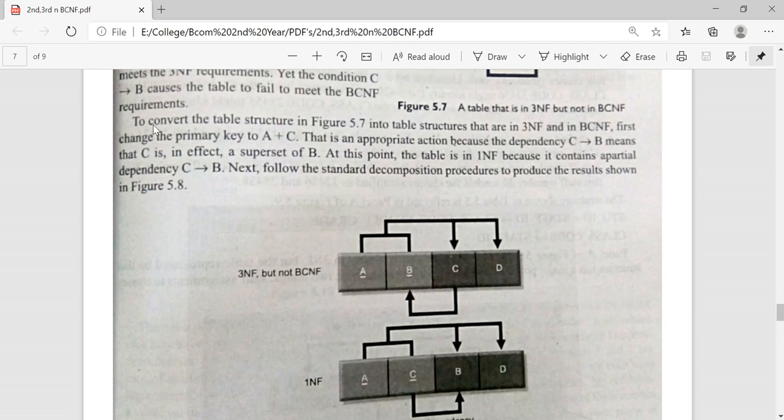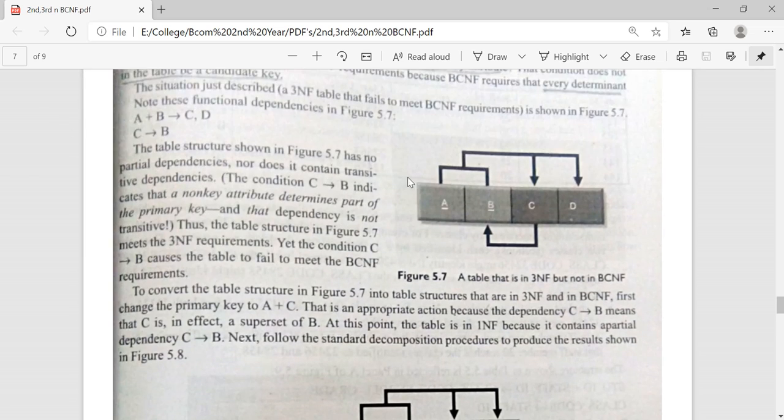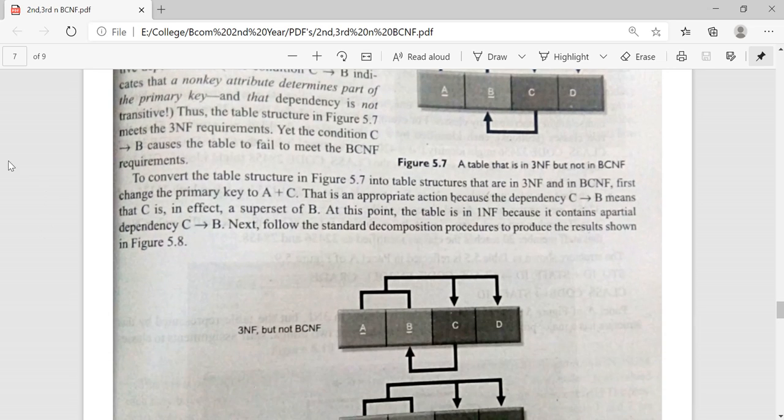చూడండి, to convert the table structure into a table structure that satisfies both 3NF and should also be in BCNF, first change the primary key. First మనం ఏం చేస్తున్నాం? ఇంతవరకు we have considered A and B together as primary key. Now we are changing the primary key from A plus B to A plus C. ఓకే, సో A plus B నుంచి A plus C గా కన్వర్ట్ చేసాము.